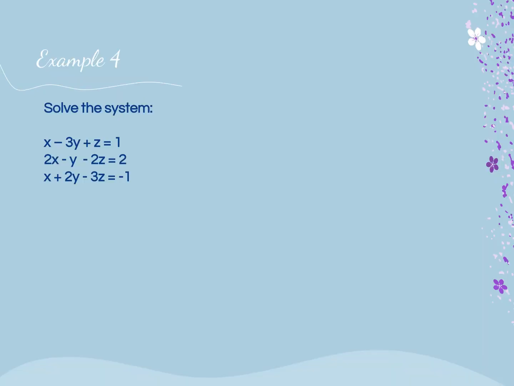Alright, so we keep going. Again, the pattern repeats itself every single time. So I take the first 2, x minus 3y plus z equals 1, and 2x minus y minus 2z equals 2. What I'm going to do is multiply by 2, and that's going to make my z's cancel. I'm going to multiply the top one by 2: 2x minus 6y plus 2z equals 2. I'm going to get 4x minus 7y equals 4.